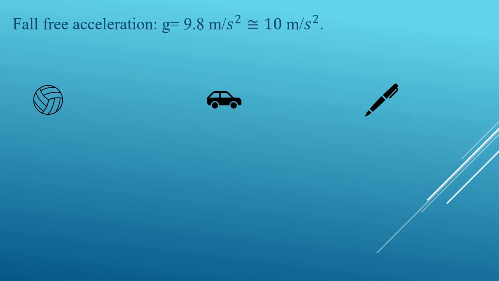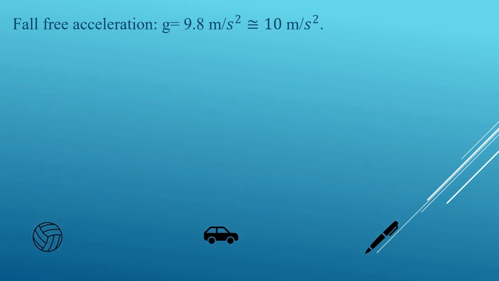For example, I have a ball, a car, and a pen. They have different masses, right? I'm going to drop them at the same time. If I ask you what the acceleration is, you might say they have different accelerations because they have different masses, right? The answer is no. They all have the same acceleration, which is 9.8. And this 9.8 comes from Earth's gravity, so it's not going to change at all.